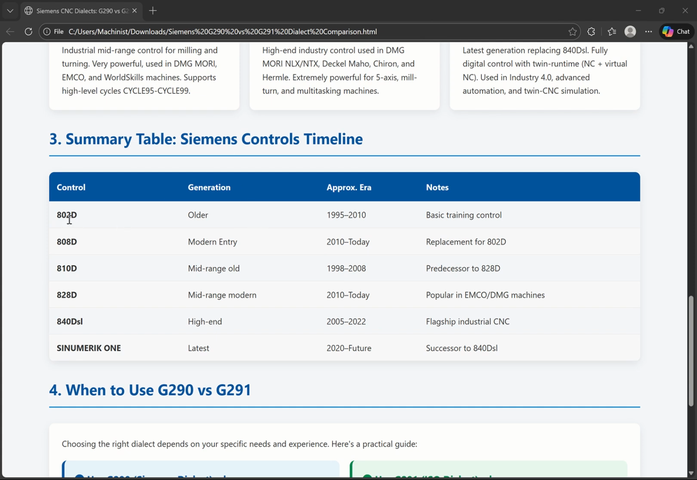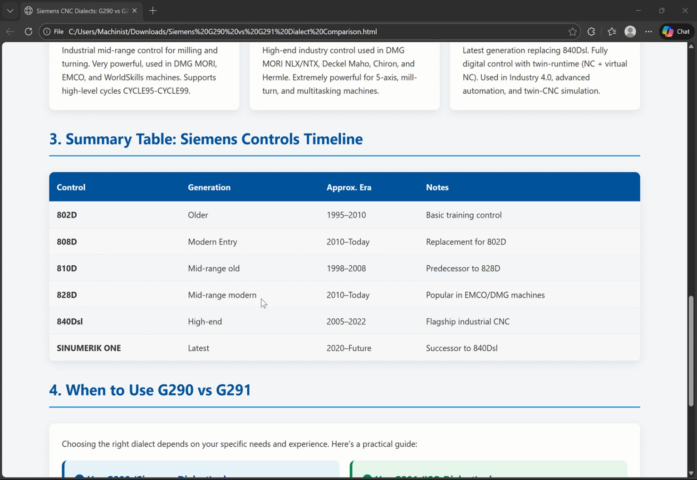As we can see, the 802, this was the older generation between 1995 to 2010. That was basic training control. Then we have 808. It's a modern entry. I think now, since 2010, it's up to today, it replaced 802. Then we have 810 also. It was the mid-range, also all that, which was the predecessor of 828.